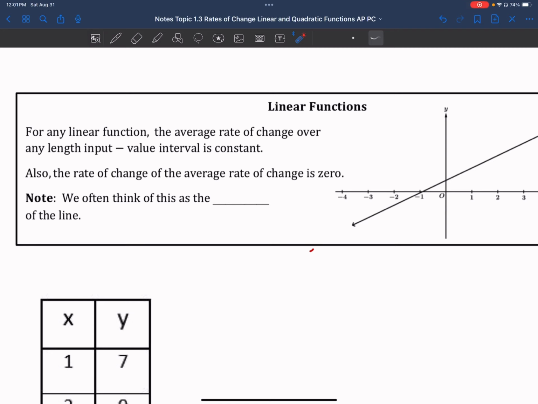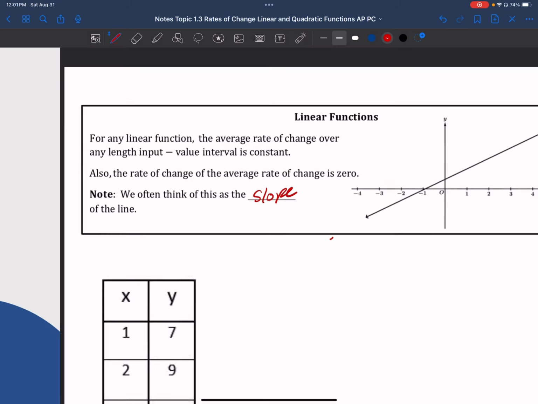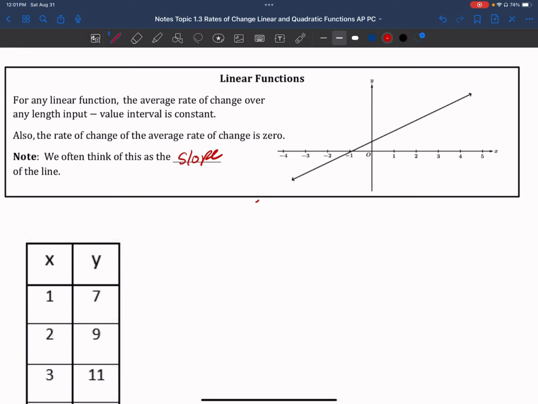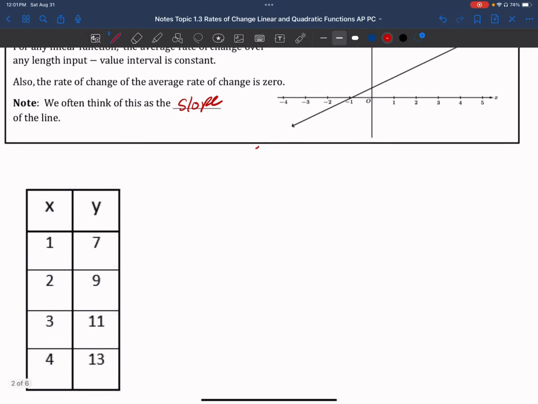Also, the rate of change of the average rate of change will always be 0 in a linear function. We often think of this as the slope of the line. Again, rate of change and slope mean the same thing. I'm going to explain this a little bit more by looking at a table of a linear function.